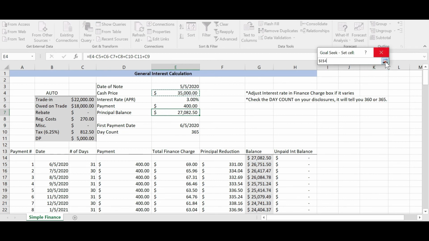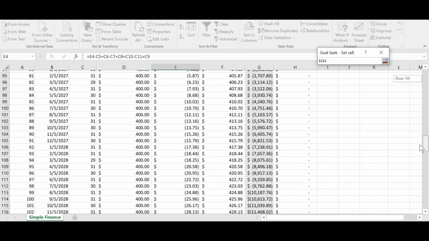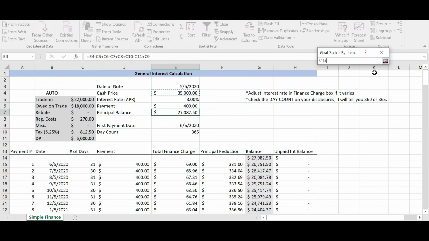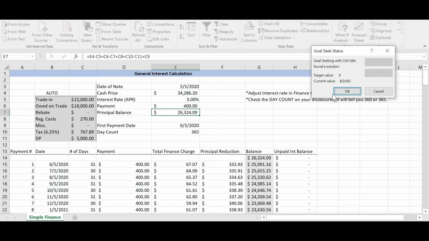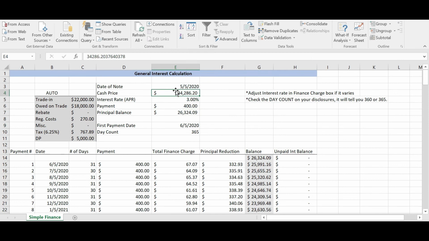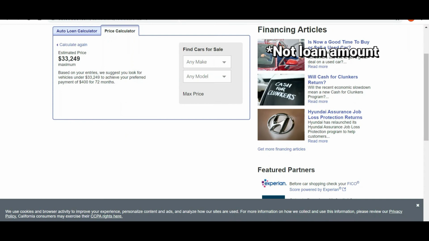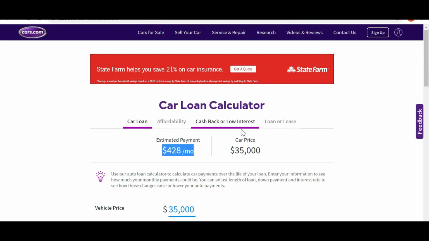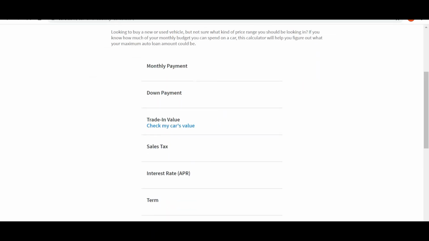cash price, just kidding, go to your 72nd payment. You want that to be 0, and then this one is your new variable, cash price. So in reality, you can afford a $34,286 vehicle, and again, that's cash price. So Auto Trader actually estimates on the low end on this calculator, and I imagine it's going to be the exact same on cars.com, but we can run the numbers just for fun.